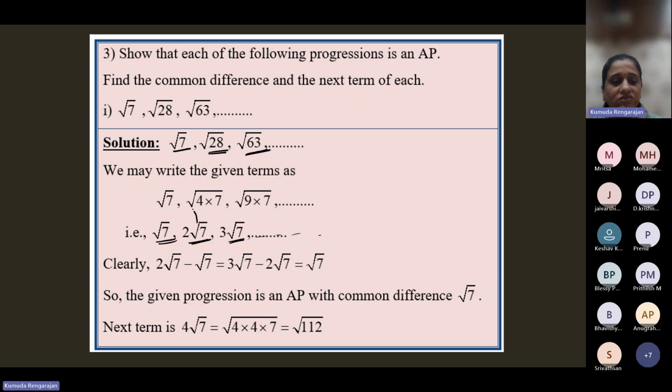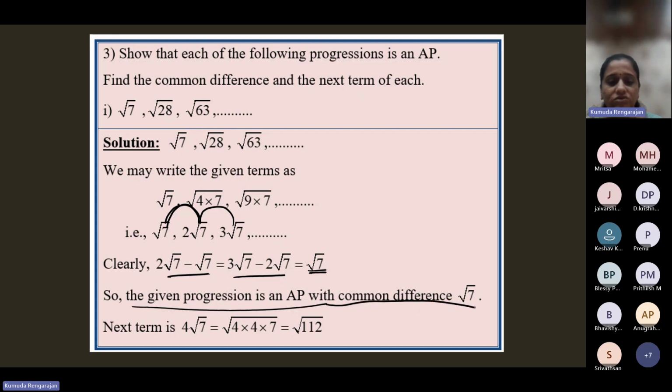Now the difference between this term and its preceding term: 2 root 7 minus root 7. And the difference between 3 root 7 and 2 root 7 is the same, root 7. In both the cases, the difference is root 7. So the given progression is an AP with common difference root 7.